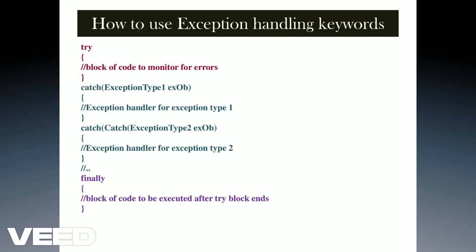We are going to see how to use the exception handling keywords. First, we are using the try block. In the try block, we are giving the errors to be monitored. Next, we are using the catch block. In the catch block, we write the exception handler for the exception type. Next to the catch block, the exception of the second type is executed. The exception will be handled in this exception handling. Like finally, the finally block of the code will be executed.